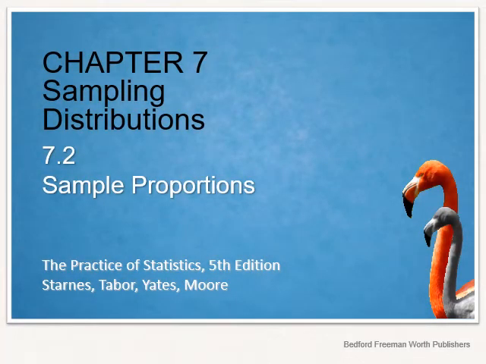So we're continuing with our chapter 7 that deals with sampling distributions. This time we are applying sampling distributions with sample proportions. So we'll be able to remember that a sampling distribution is the distribution of all possible samples. So in this case, we'll be thinking about the distribution of all possible sample proportions from all possible samples.